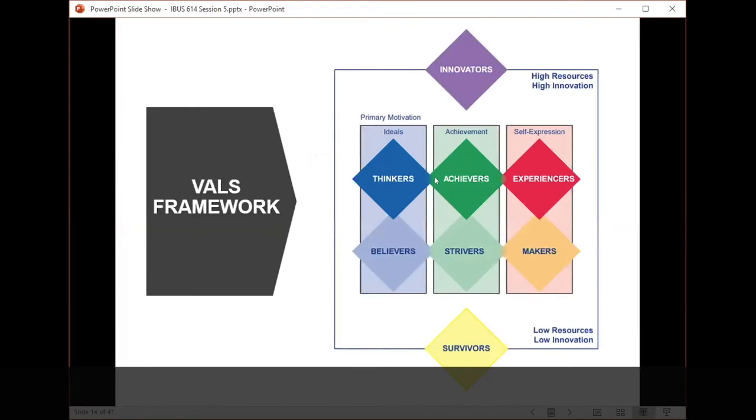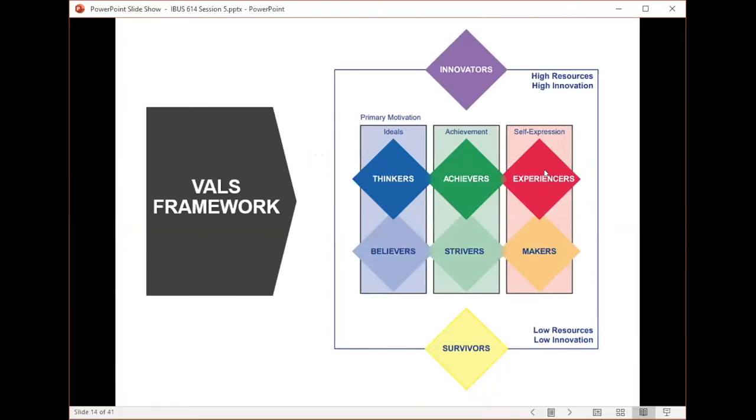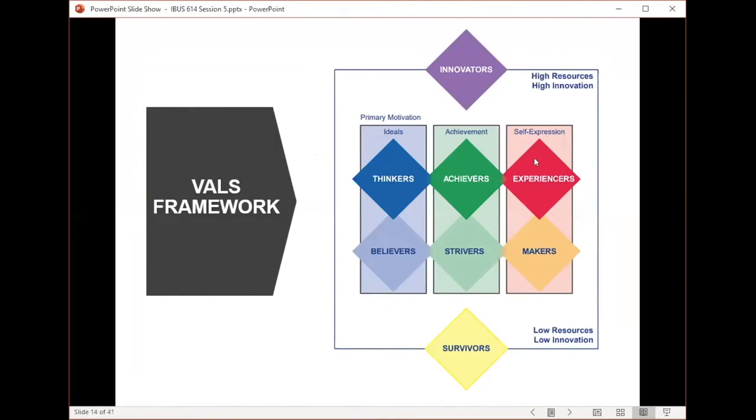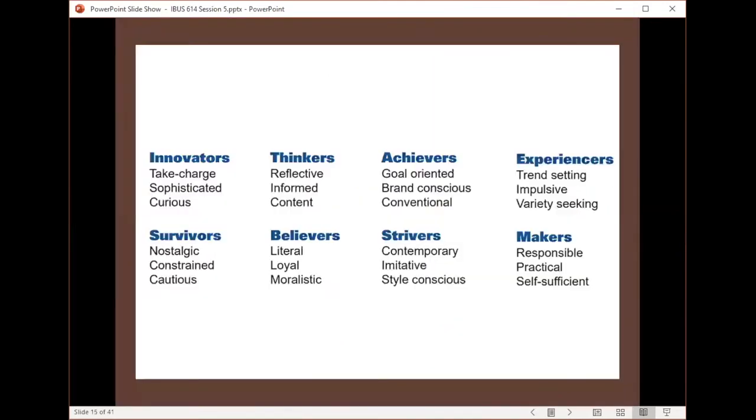And then we move on to the consumers who are motivated by self-expression. And in this group, we can talk about experiencers and makers. Now, experiencers are people who have, again, high resources and high innovation, but are motivated by self-expression. So they will appreciate the unconventional in the sense that because they are backed by experience and have high resources and innovation.